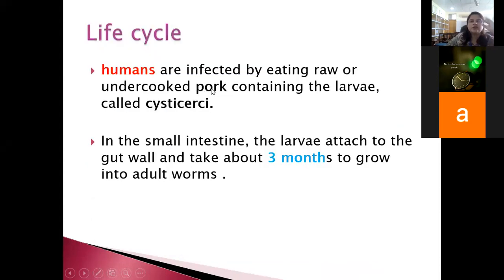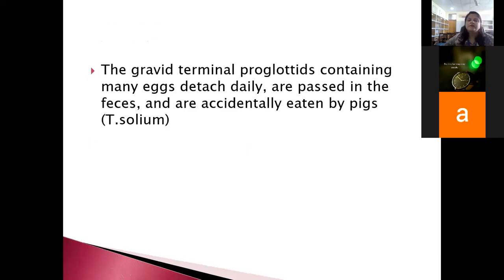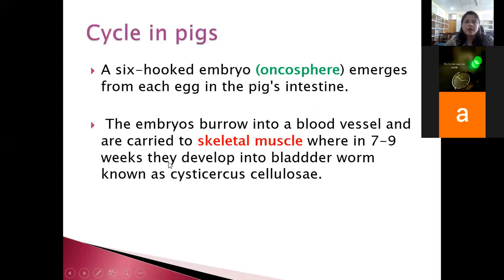Life cycle: humans are infected by eating raw or undercooked pork containing the larvae called cysticerci. In the small intestine, the larvae attach to the gut wall and take about 3 months to grow into an adult worm. The gravid terminal proglottids containing many eggs, detached daily, are passed into the feces and are accidentally eaten by the pigs.